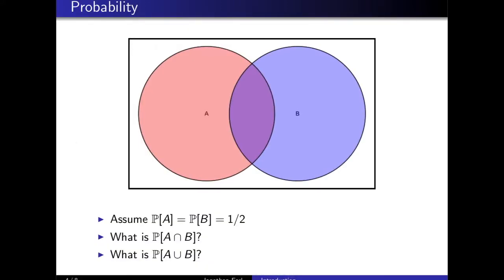So in the context of what we just said, A is going to be the event of flipping a head on toss 1, B is going to be the event of flipping a head on toss 2. We want to look at what is the probability of A and B, and then also the probability of A or B.